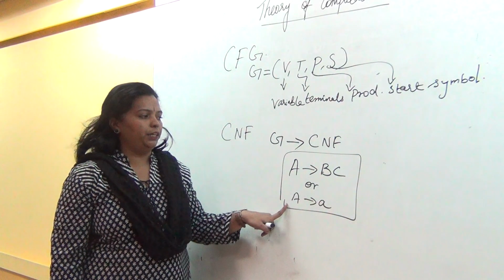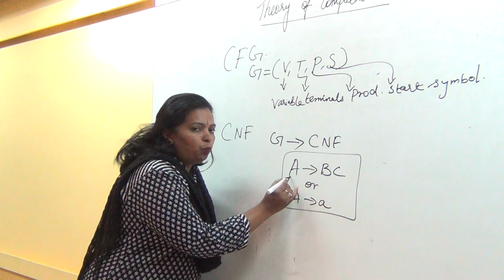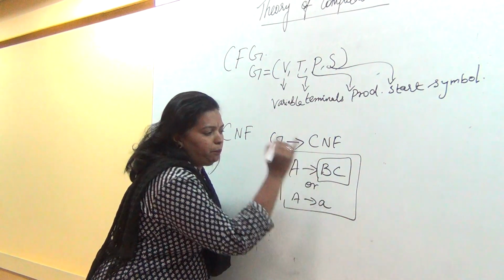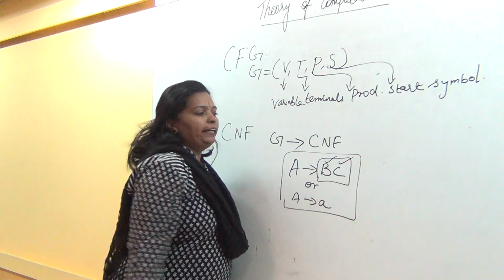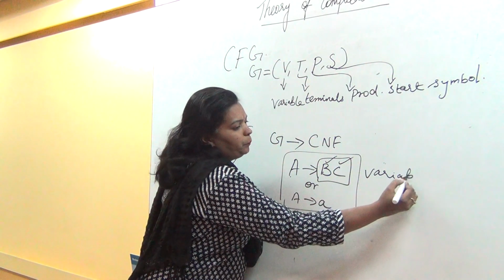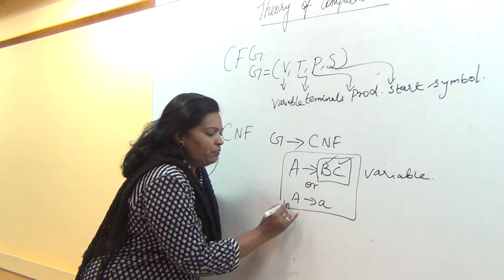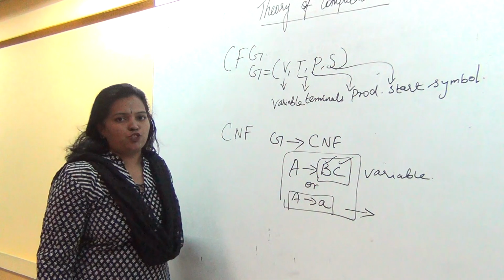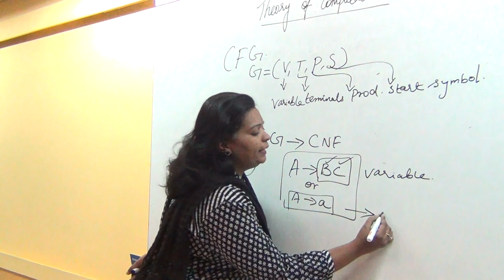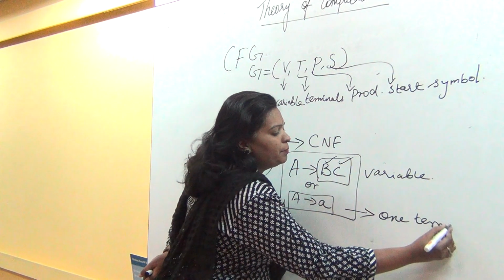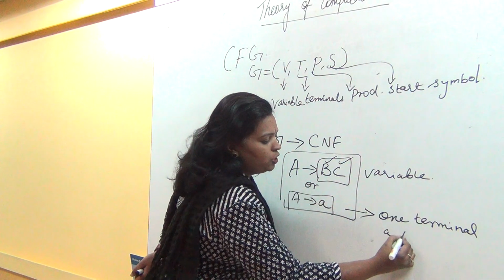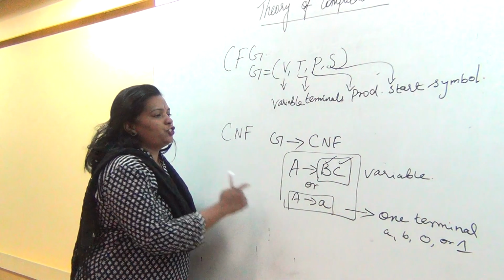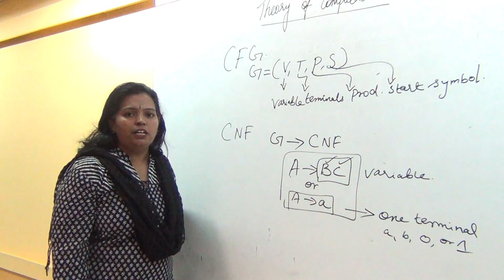So, what is the rule over here? In the left hand side of the production, only one variable, and in the right hand side of the production, we can have two variables. Which is in capital letter, we call it variables. Here, when we say A tends to a, smaller a, then in the right hand side of the production, if there is a terminal, it must be only one terminal. This terminal can be either small a, small b, 0, or 1. So this is the definition for CNF, Chomsky normal form.